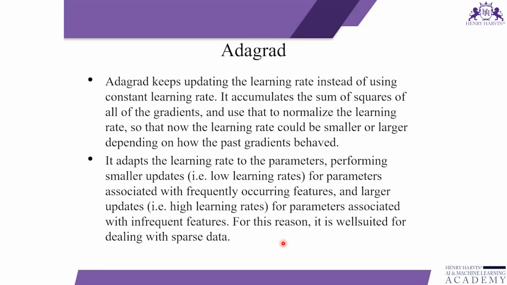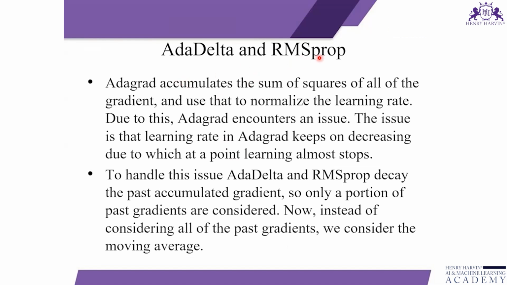So it means that when there are larger updates, the history element is accumulated and therefore it reduces the learning rate, and vice versa. But there is one disadvantage. The learning rate decays aggressively and after some time it approaches 0. The next one is about AdaDelta and RMSprop. AdaGrad accumulates the sum of squares of all the gradients and uses that to normalize the learning rate. Due to this, AdaGrad encounters an issue that we discussed: the learning rate keeps on decreasing, due to which at a point learning almost stops.